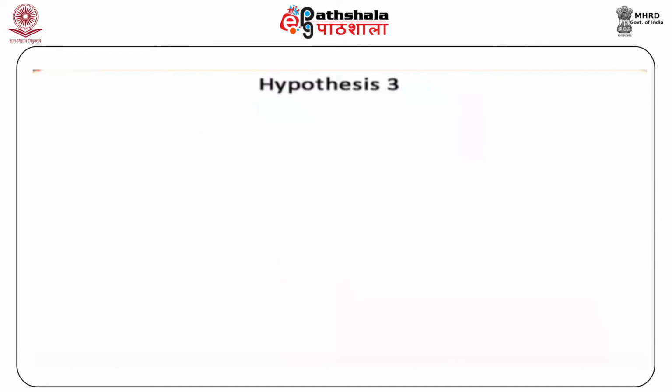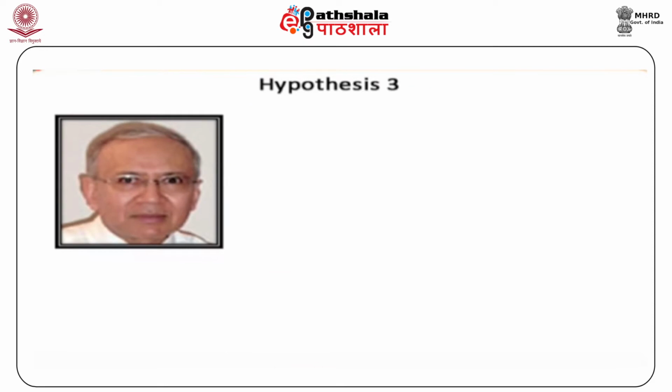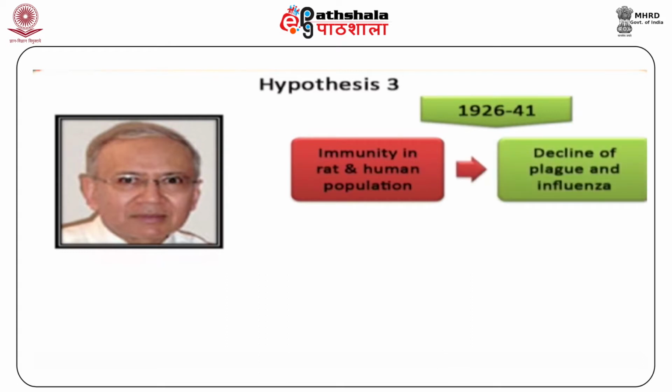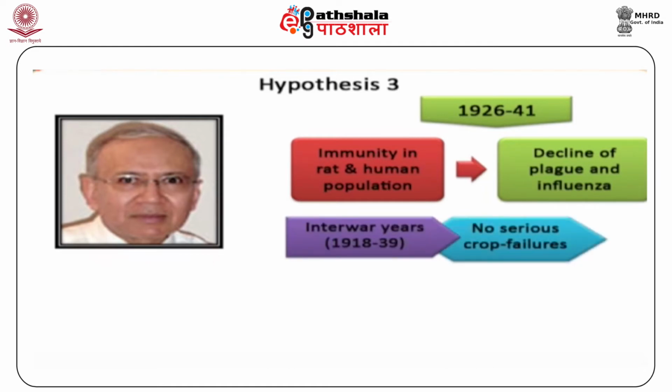Hypothesis number 3. Sumit Guha has an explanation of his own. It is based on a study of the Bombay Deccan area that he had earlier conducted. In that study, he had found that in 1926 to 1941, the immunity in rat and human population had led to a decline of plague and influenza, and in the interwar years, there were no serious crop failures either. Thus, there were no causes for crisis mortality in that period.